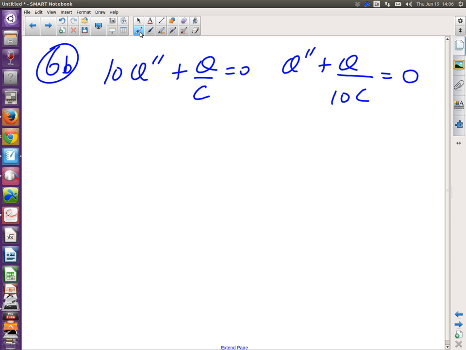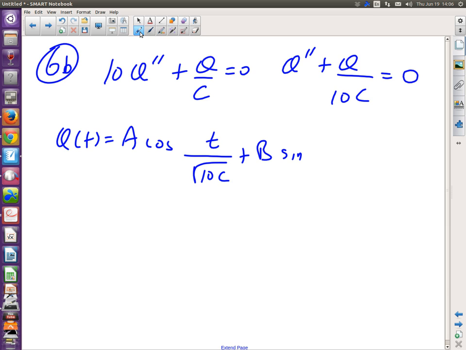So what is it? It's Q of t is A cosine omega t, but omega squared is 1 over 10C, so omega is 1 over rad 10C, times t, plus B sine of the same thing. The C is in the rad, the 10's in the rad.